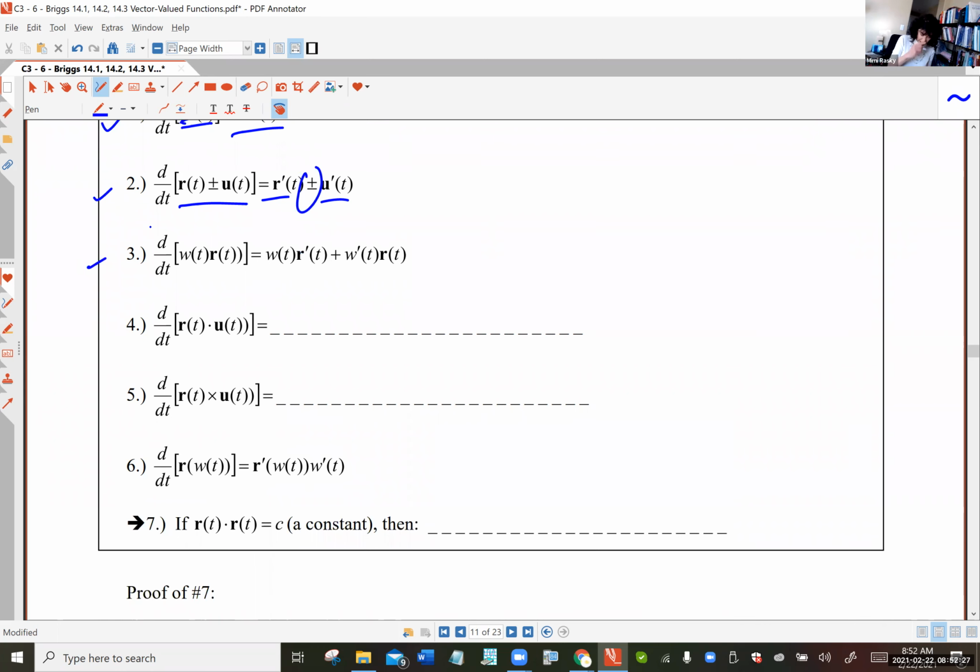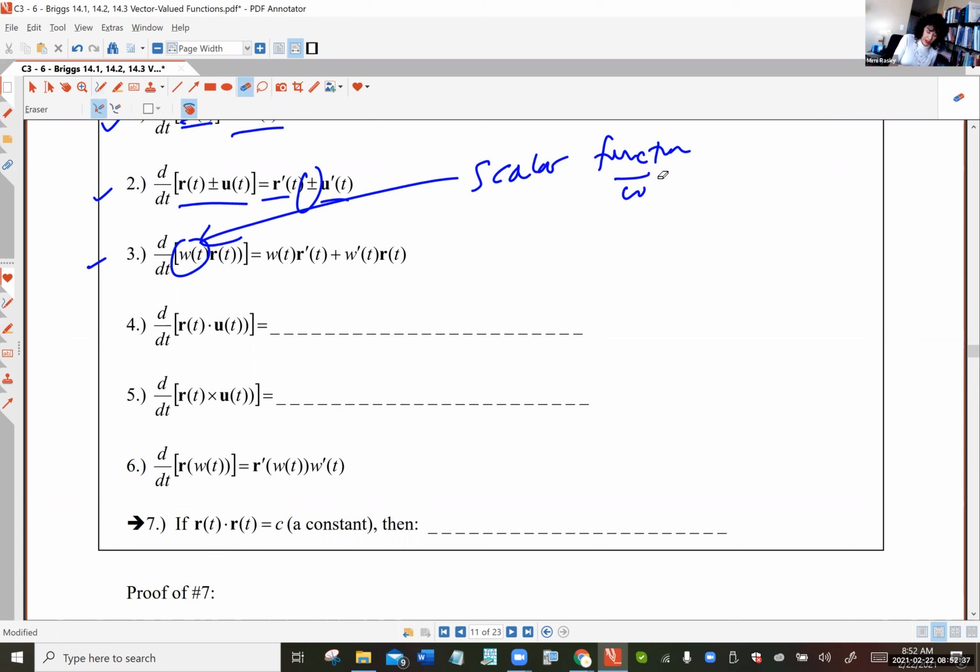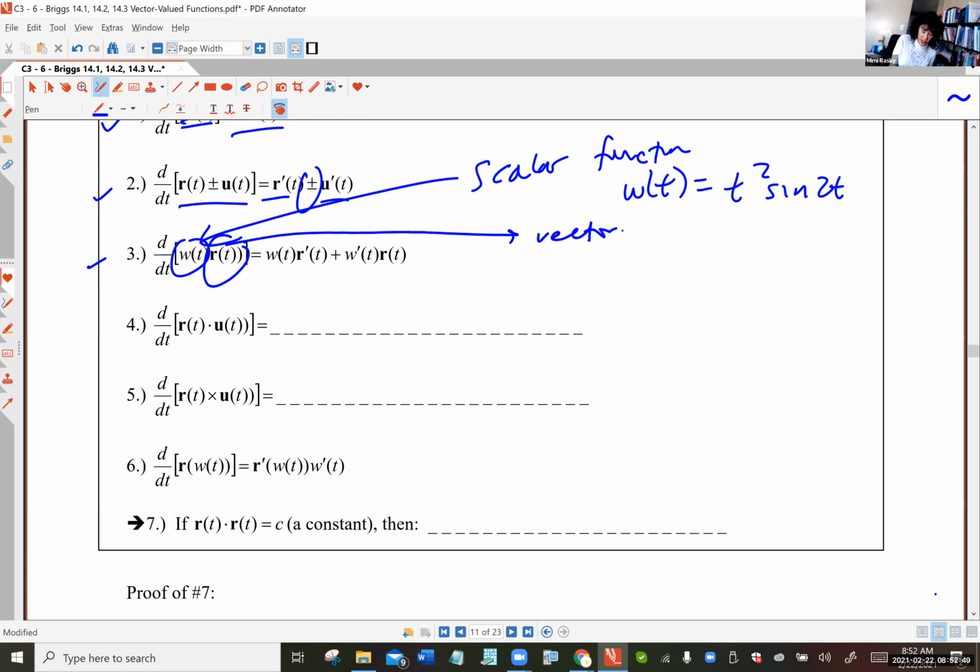This one is interesting because it's not a dot product. This is a scalar function. What the heck is a scalar function? It's not a vector valued function. It wouldn't have a vector on it. I'm just making something up: a scalar function would be like t squared sine of 2t or something like that. It's not a vector valued function, whereas r of t would be a vector valued function. Remember, that's very different. That would look like, I'm just making something up, t, ln of t, 1 over t minus 1 or something like that.